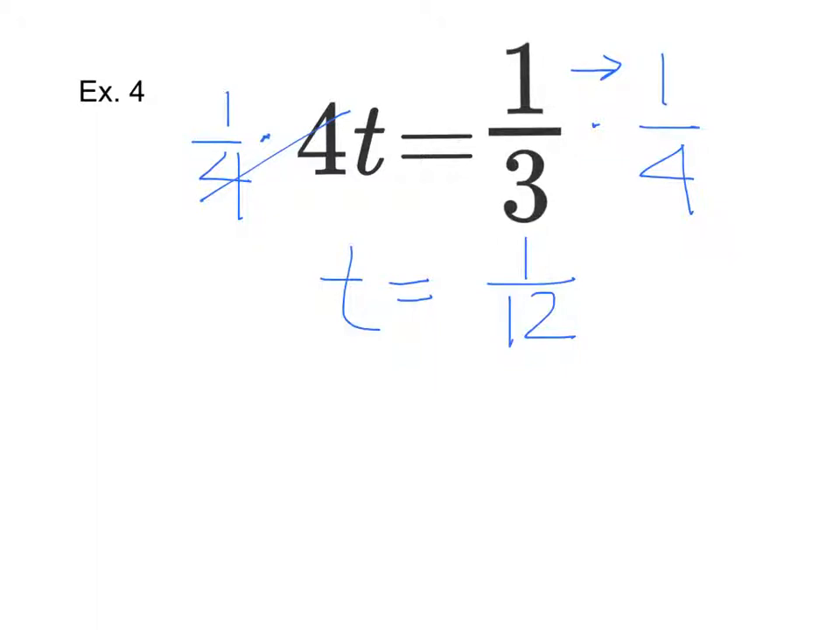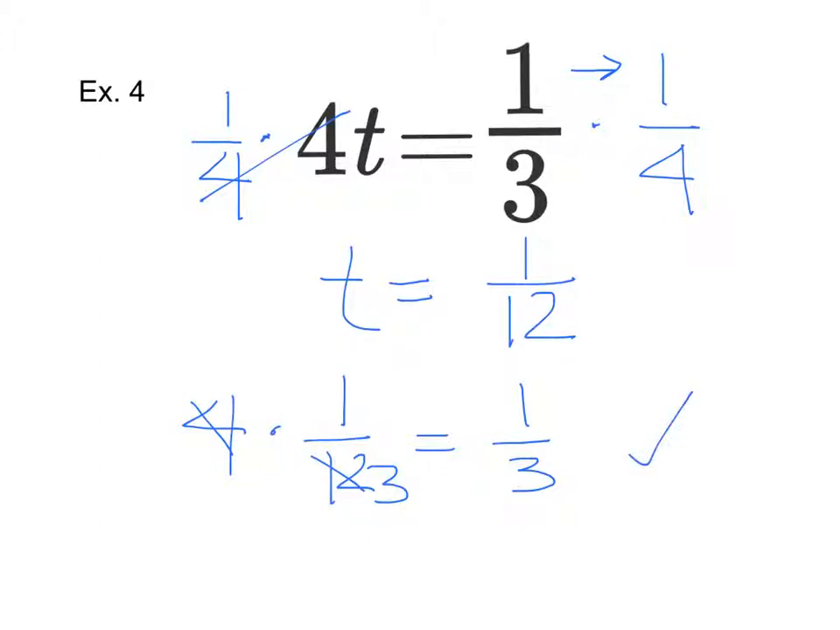Now it's time to check, so we'll plug it back in. 4 times 1/12 equals 1/3. Well, it does cancel, so I have 1/3 equal to 1/3, which is a true statement. So 1/12 is a solution to my equation.